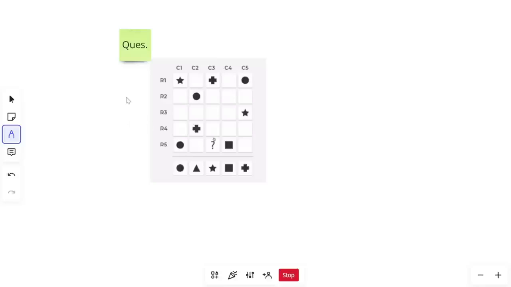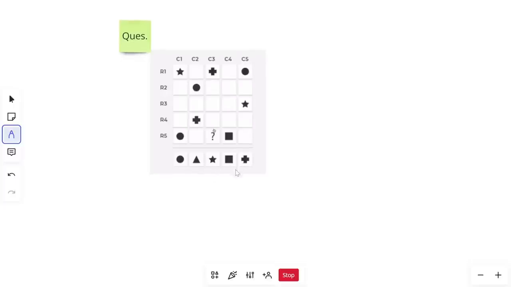Let's look at this question. In this one, we have to find out at the place of question mark, out of the given options, which symbol will come. The options are circle, triangle, star, square and plus. Let's see how to solve this question. But before that, I would suggest you pause for a moment, try to solve it on your own, and then you can proceed with the solution. This way you will get better practice of solving these types of questions.